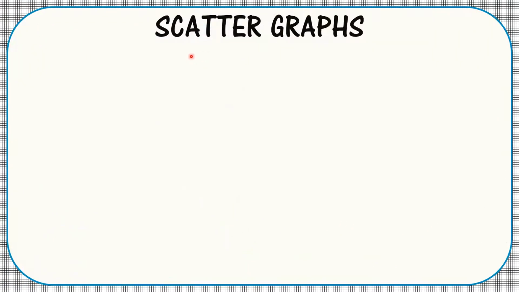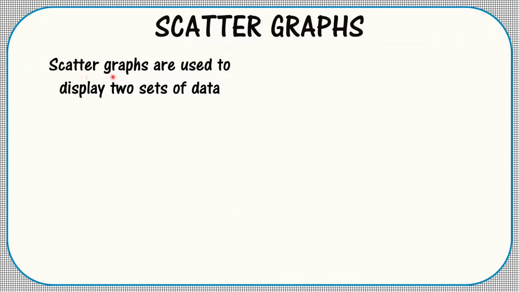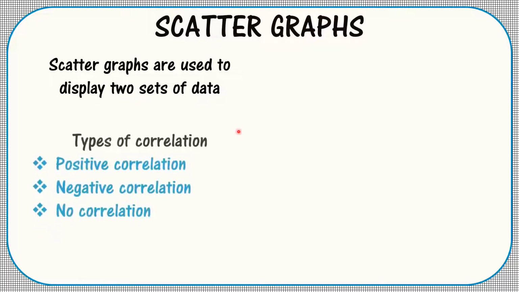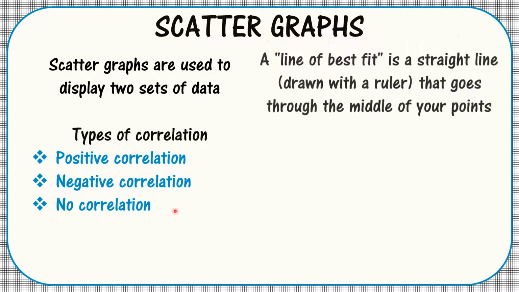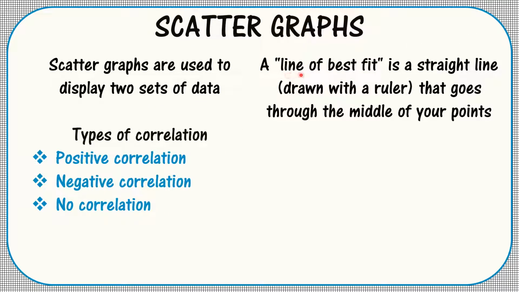For scatter graphs, we need to know that scatter graphs are used to display two sets of data. The types of correlation which we need to know are positive correlation, negative correlation, and no correlation. And we need to know that a line of best fit is a straight line drawn with a ruler that goes through the middle of your points.